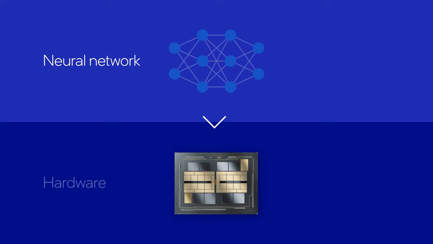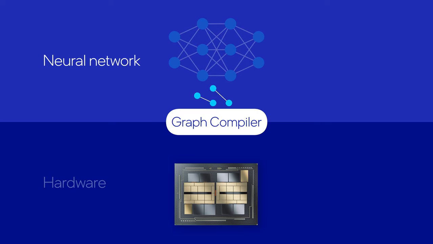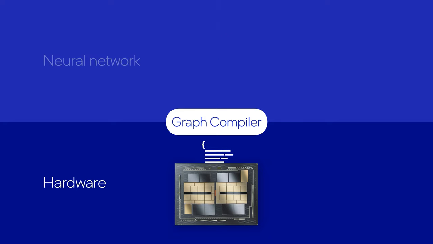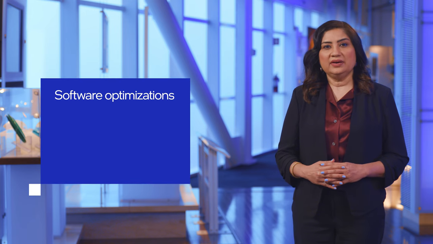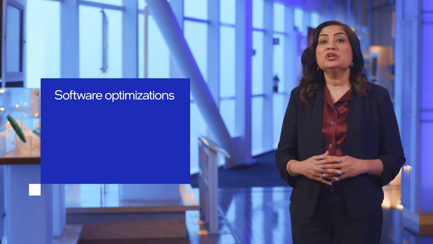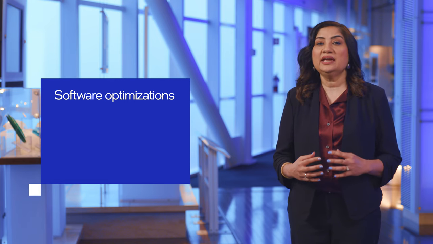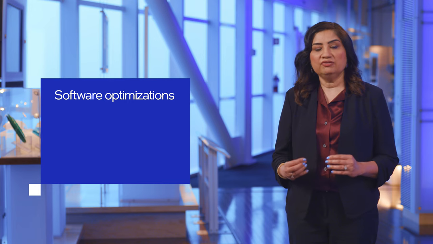On the other side of the spectrum, there are many operators and combinations that comprise a neural network. Optimizing them one by one is time-consuming and not scalable. Graph compiler is one representative technique that has gained significant attention in recent years and aims to address this issue. For example, TensorFlow XLA, PyTorch Glow, MLIR, oneDNN Graph, etc. And there are several other areas where software optimizations can have a huge impact on the performance of our AI model in both training and inference.